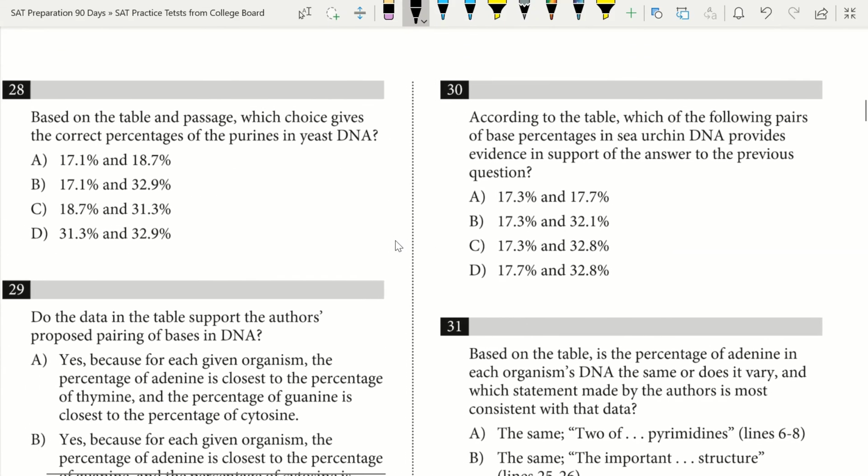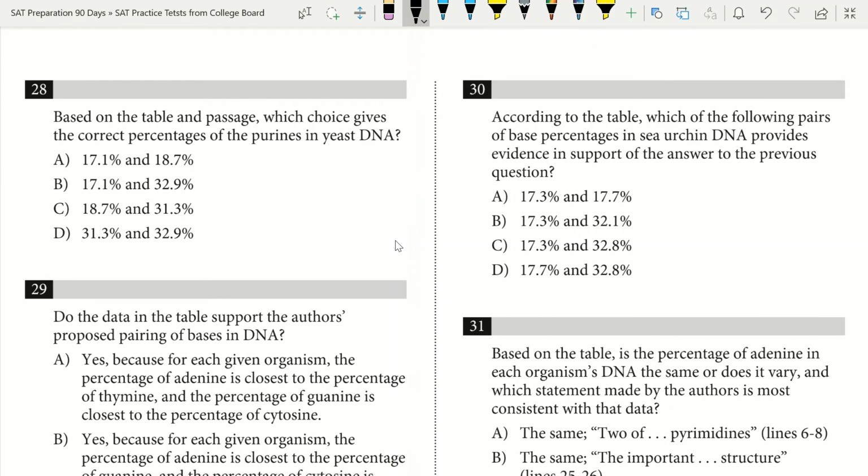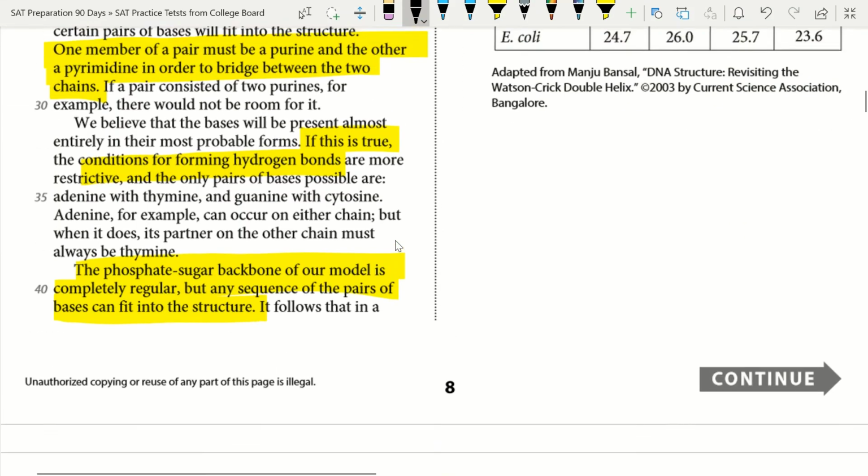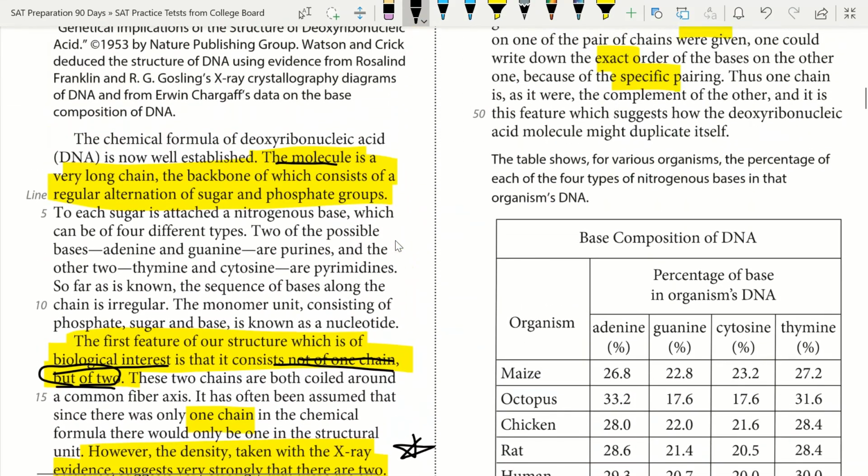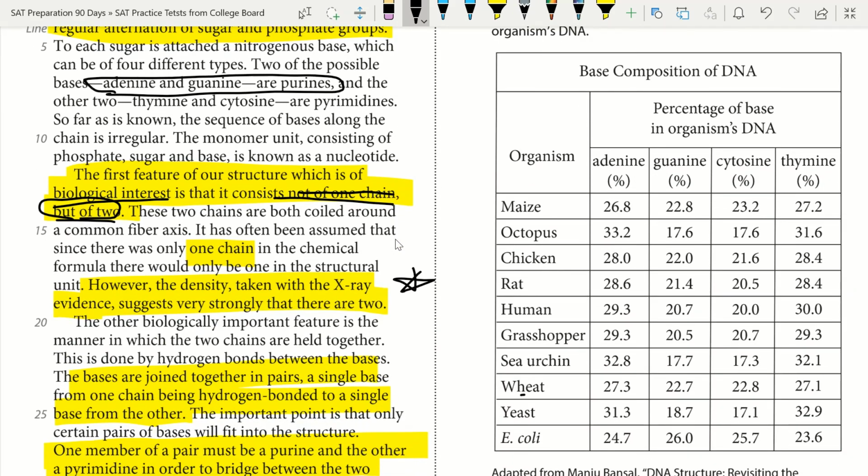All right, question 28. Based on the table and passage, which choice gives the correct percentages of the purines in yeast DNA? Well, what are the purines? Let's go back and look at our passage. Our passage told us in the first few lines that two of the possible bases, adenine and guanine, are purines. So let's go find their percentages in yeast based on this table. So we've got yeast right here. We're looking for the percentages of our purines, which we said are adenine and guanine, right?